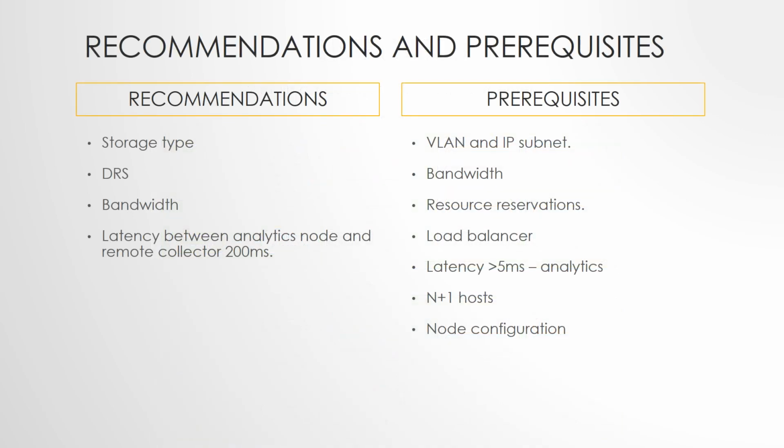Now it's time to talk about our last section, that is recommendations and prerequisites. So let's start with prerequisites. First is that each node should be located on the same VLAN and IP subnet. Second is the bandwidth should be 1 Gbps or more. Third is if your vROps is present in a highly consolidated cluster, then you need to configure resource reservation for it, because vROps is a highly resource intensive tool.